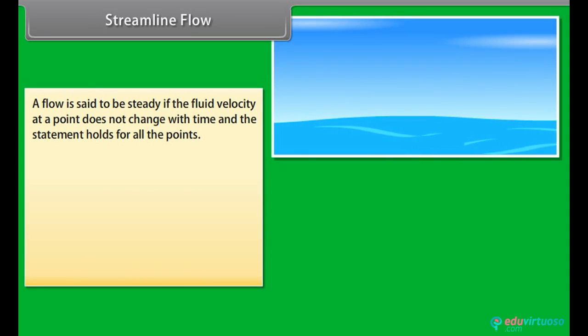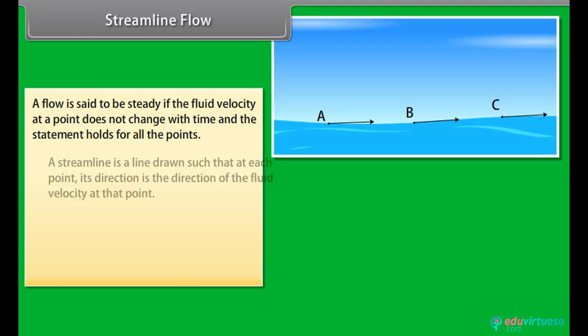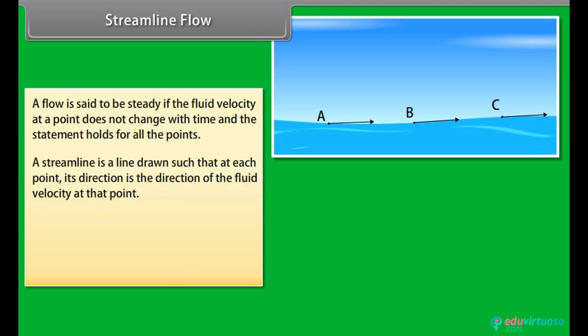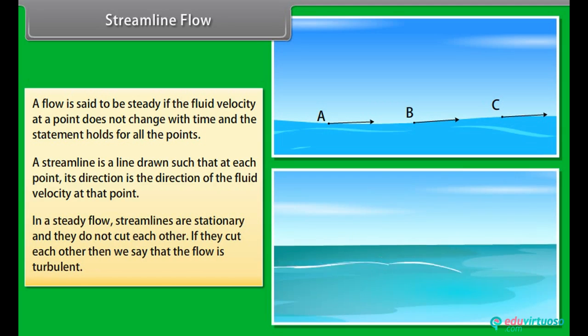Streamline flow. A flow is said to be steady if the fluid velocity at a point does not change with time, and the statement holds for all the points. A streamline is a line drawn such that at each point its direction is the direction of the fluid velocity at that point. In a steady flow, streamlines are stationary, and they do not cut each other. If they cut each other, then we say that the flow is turbulent.